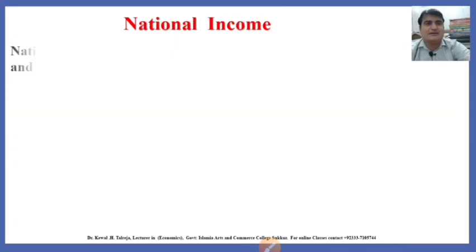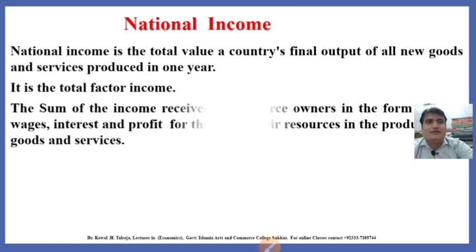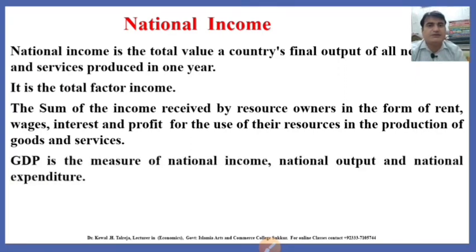What is national income? National income is the total value of a country's final output of all new goods and services produced in 1 year. It is the total factor income. National income is the sum of the income received by the resource owners in the form of rent, wages, interest and profit for the use of their resources in the production of goods and services. GDP is the measure of national income, national output and national expenditure.